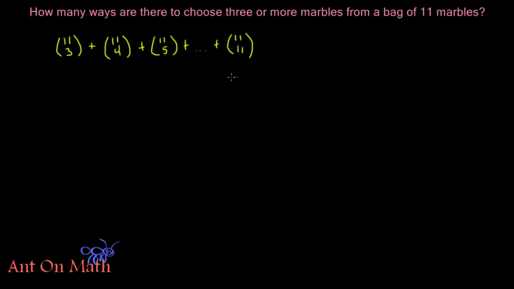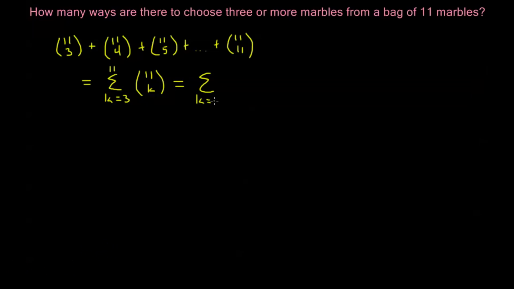Well, I can write this sum as the sum where k goes from 3 to 11 of 11 choose k. Now I know that I can also write this as the sum where k equals 0 to 11 of 11 choose k. Now I've added 11 choose 0, 11 choose 1, and 11 choose 2 to this side, so I need to subtract as well 11 choose 0, I need to subtract 11 choose 1, and I need to subtract 11 choose 2.